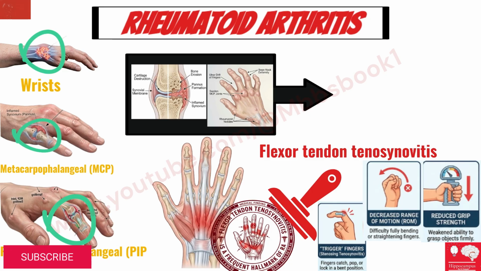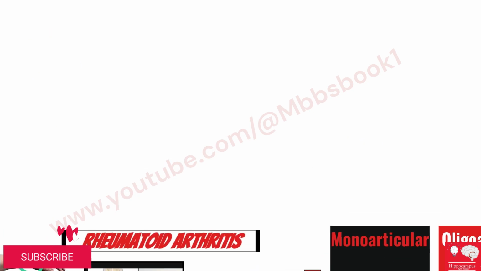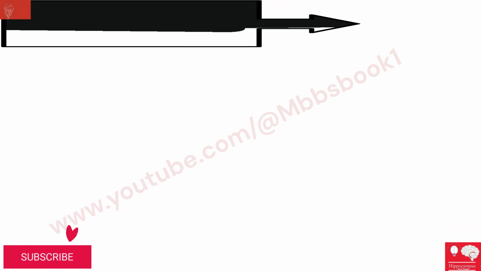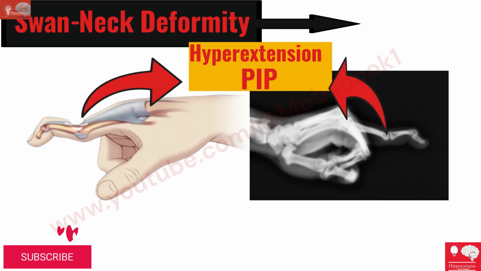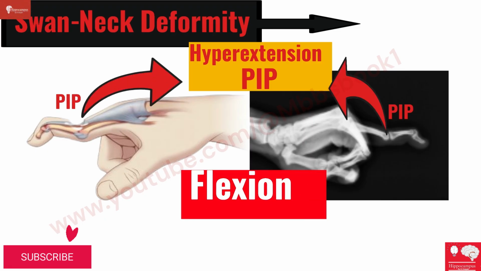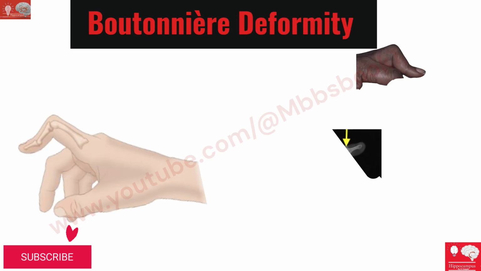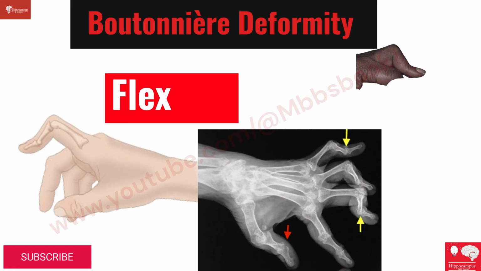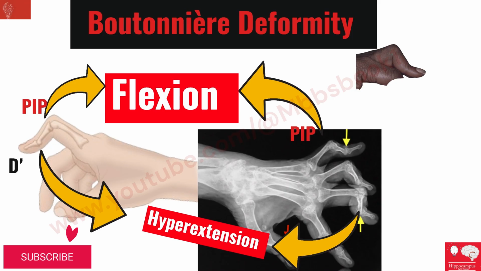Deformities can develop, though their incidence has decreased nowadays due to the aggressive use of targeted synthetic or biologic disease-modifying antirheumatic drugs, DMARDs, which we will discuss subsequently. Common deformities include Swan-neck deformity, hyperextension at the PIP joint combined with flexion at the distal interphalangeal (DIP) joint. Boutonnière deformity, the inverse of the swan neck, characterized by flexion at the PIP joint and hyperextension at the DIP joint.